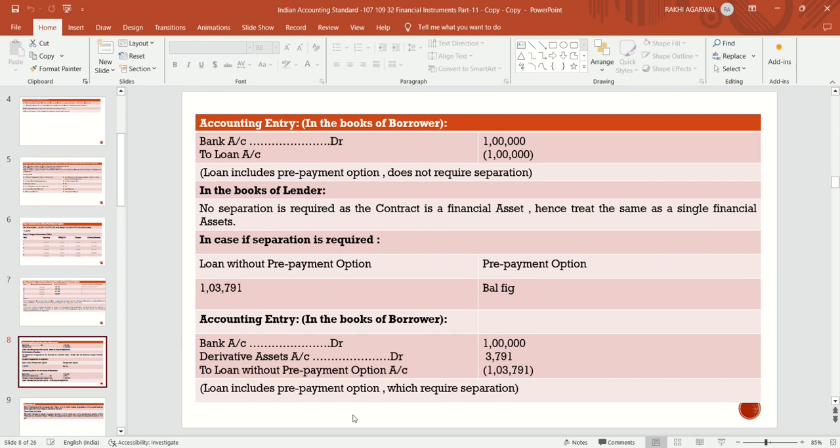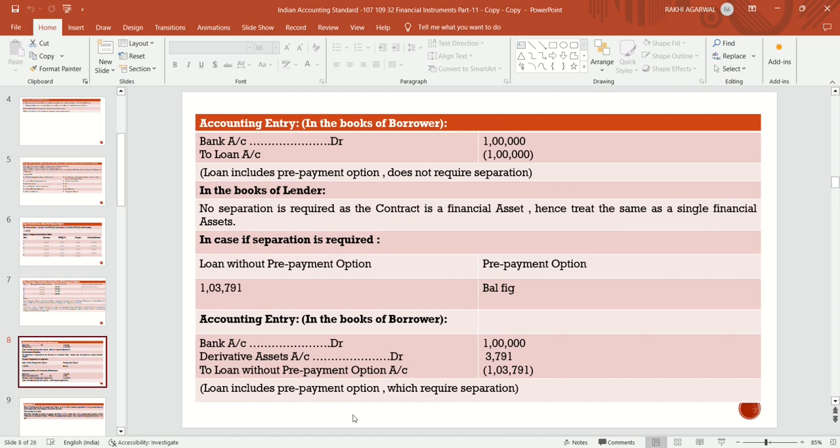Like, the borrower took the money, so bank account debit to loan 1 lakh. The loan includes the prepayment option and does not require separation. In this case, no separation is required, because in case of no separation, the full amount is to be disclosed. In the books of the lender, no separation is required as the contract is a financial asset. For the lender it is a financial asset, hence treat it as a single financial asset.